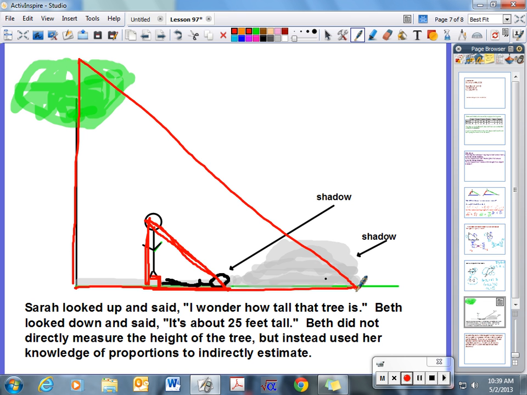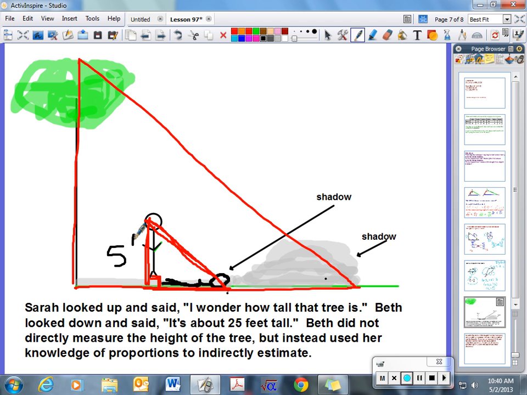Now, if this ground is level, and of course the sun would be shining on them at the same angle, these are similar triangles. Now, we just talked about how similar triangles have measurements that are proportional, okay? So, in order to solve this, Beth knew how tall Sarah was, and she could guesstimate how far her shadow was out there, and then guesstimate the height of the tree. Now, this isn't necessarily going to come out to be the 25 feet, but I want to plug some numbers in there. So let's say just that Sarah is 5 feet tall.